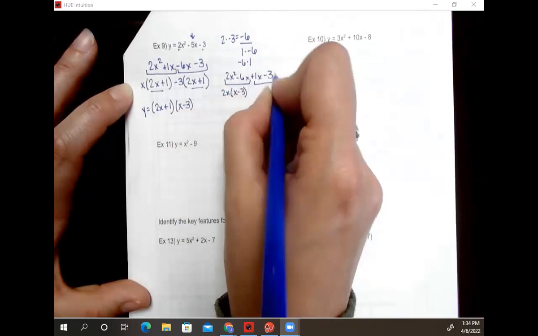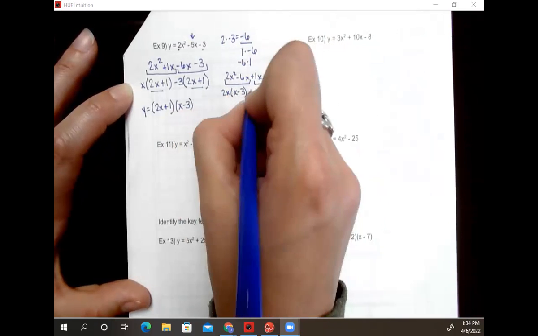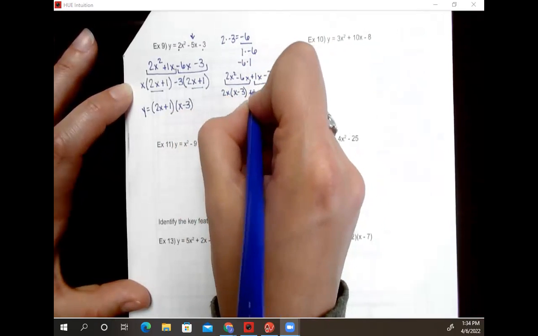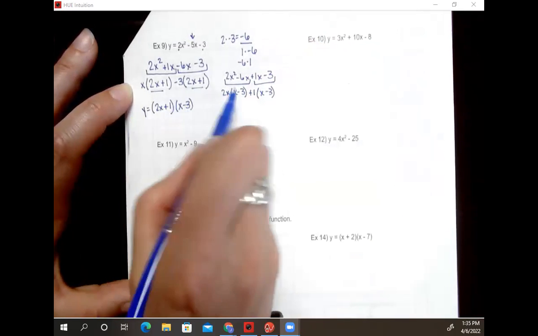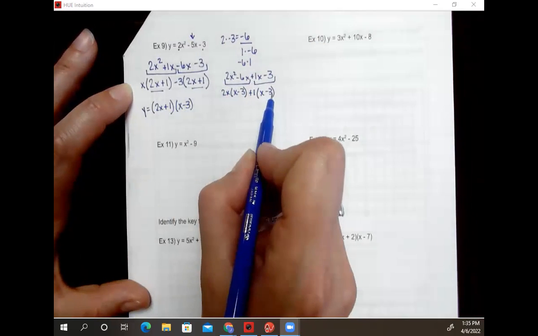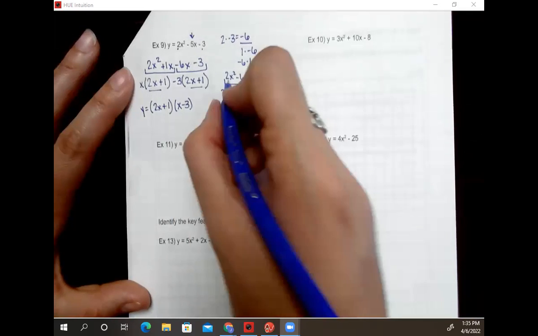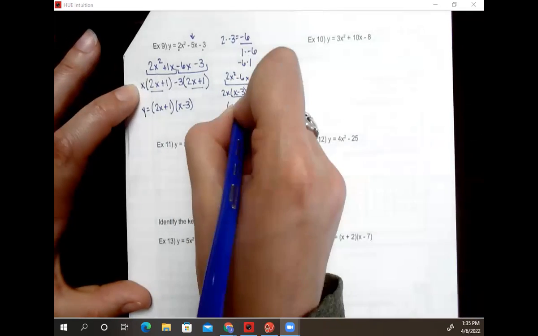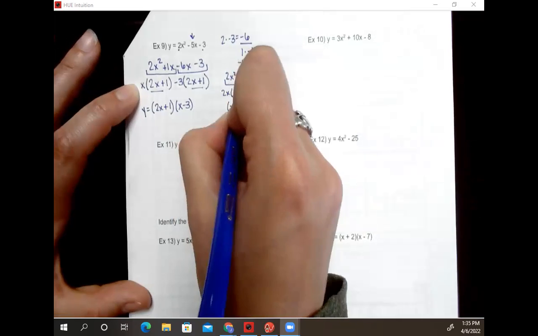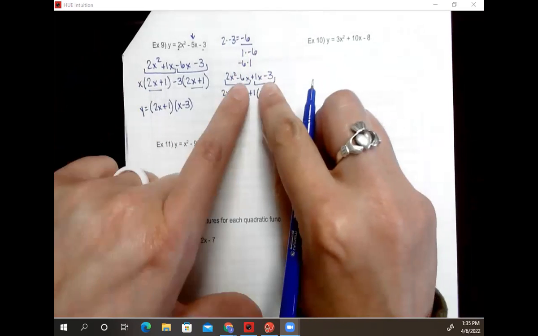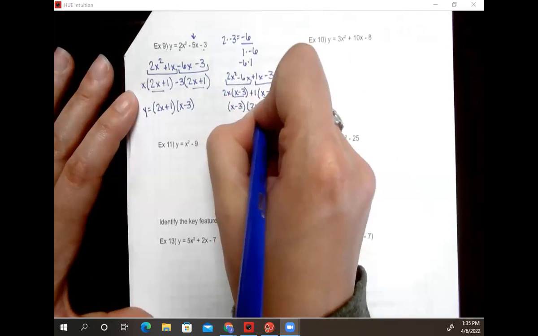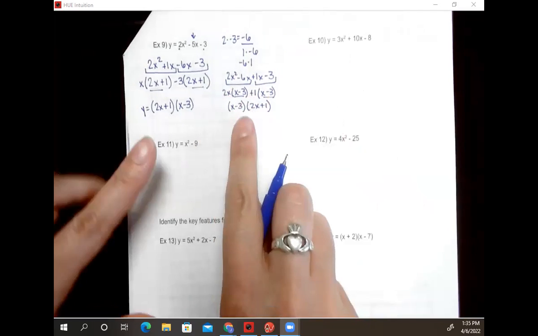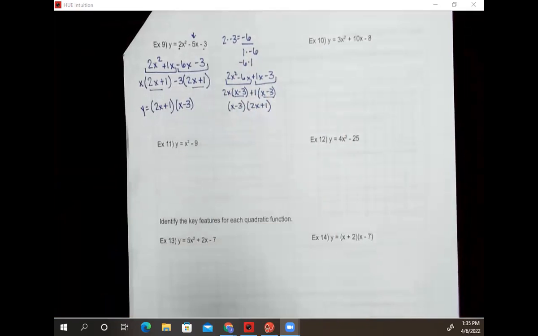My GCF for the second group, I don't have anything interesting there, but I have to pull something out. So my GCF would just be 1. That would leave me with x minus 3. So this and this are not the same. That middle line is different. However, x minus 3 is the same. I pull that out. And my other factor would be 2x plus 1. So I still get the same factored form. I just get it a little bit in a different way.